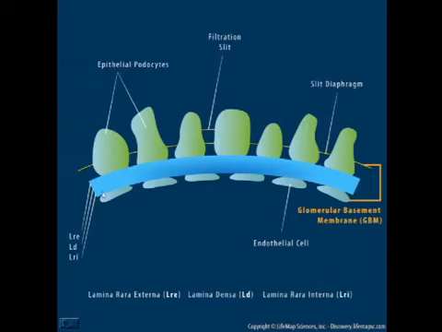The lamina rara interna. Lamina rara interna is the electron-lucent layer bordering on the capillary endothelium. Its composition is the same as that of the lamina rara externa. The adhesive glycoproteins of this layer help the endothelial cells of glomerular capillaries to keep their attachment to the GBM.